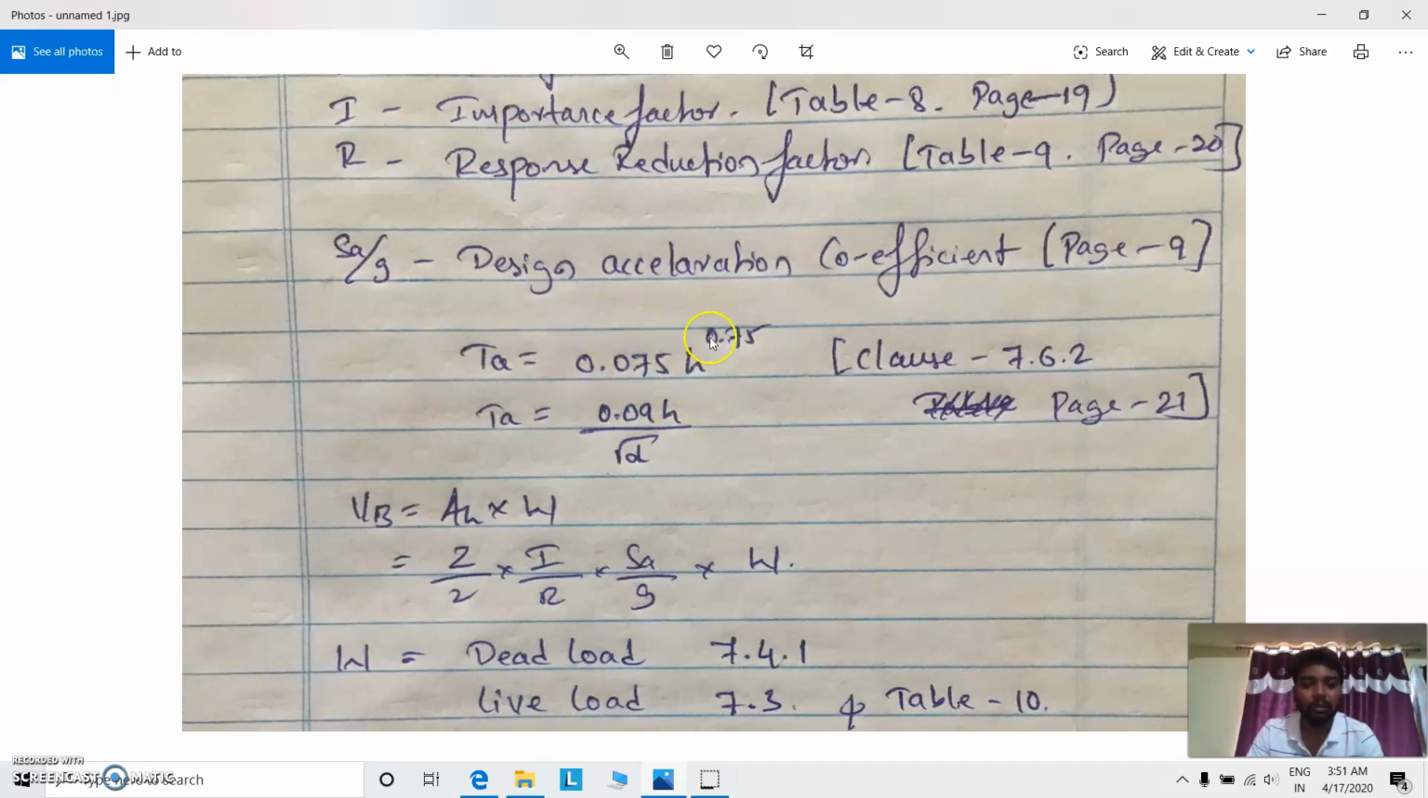We have to consider this formula when the base dimension of the structure is not given, and this formula is for RC frame buildings. And again, TA is equal to 0.09 h divided by root d. D is the base dimension at plinth level, which is the dimension you have to consider in the direction of force. For example, whenever the structure is considered for the force in x direction, in that case the base dimension in x direction has to be considered. Along the considered direction, the force will be applied.